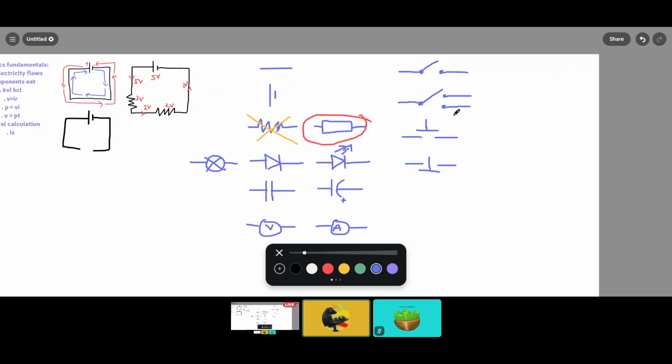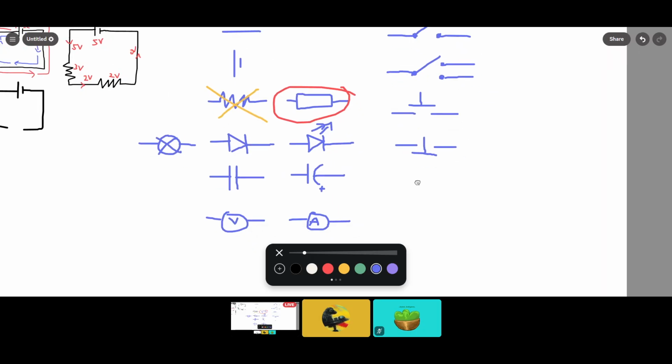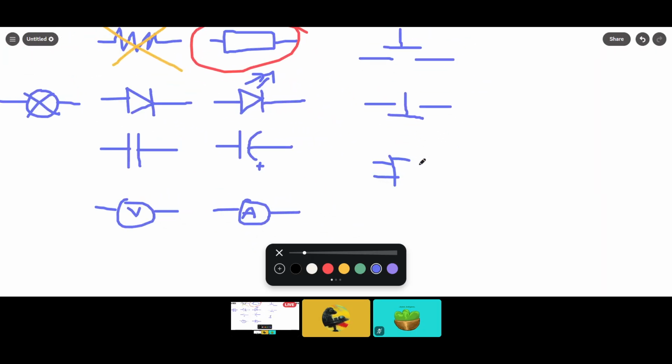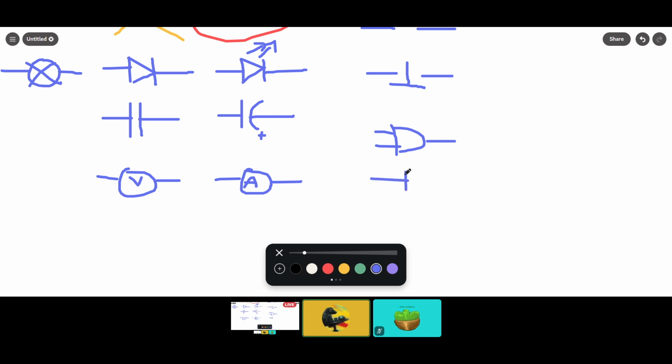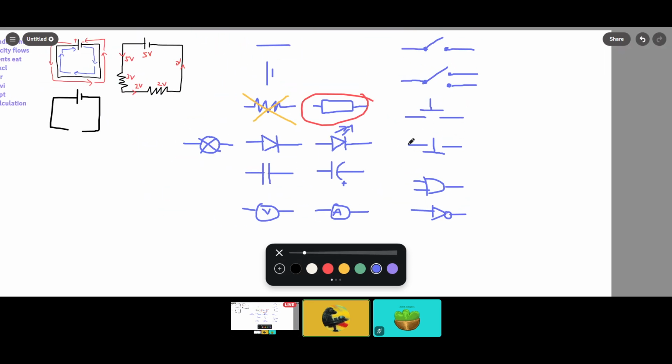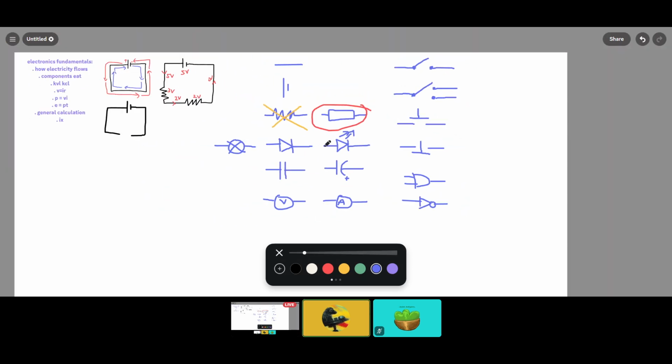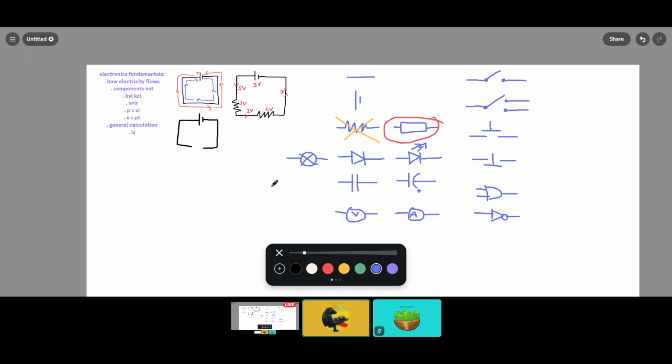There are others, but I won't really talk about them now. For example, there are logic gates, but I'm not going to talk about them now. So these are the main ones, the main characters. For the other ones, there'll be specialized videos for them.